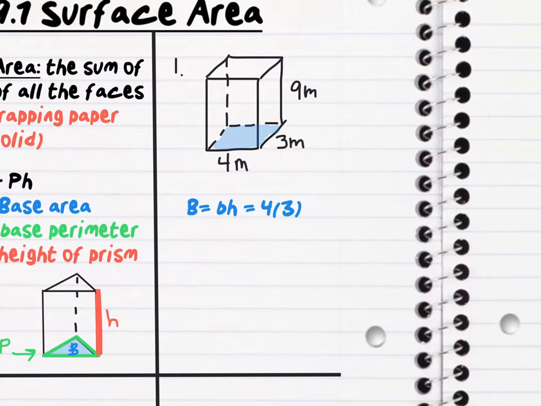So I want you to write that the base area is base times height because it's a rectangle. And in this case, it's going to be 4 times 3. So the base area is 12.